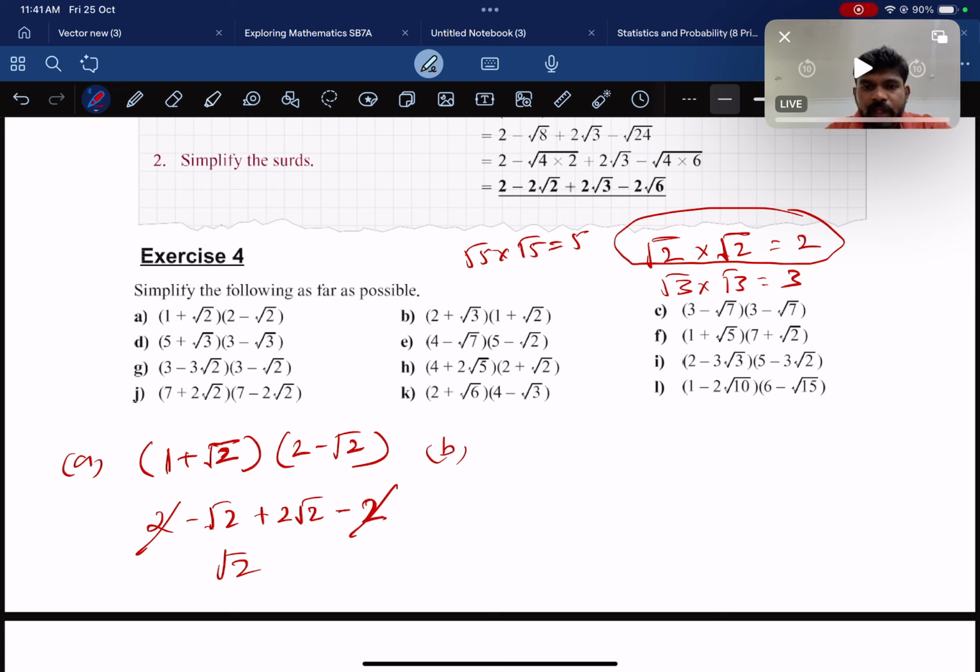Let's do the B part also. So we have 2 plus root 3 and then 1 plus root 2. If you multiply 2 times 1, I'm getting the answer as 2, and if you multiply 2 times root 2, you'll get 2 root 2. When you multiply root 3 times 1, it will be root 3, and when you multiply root 3 times root 2, it will be root 6.